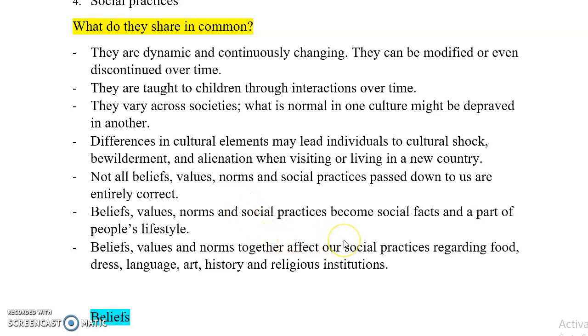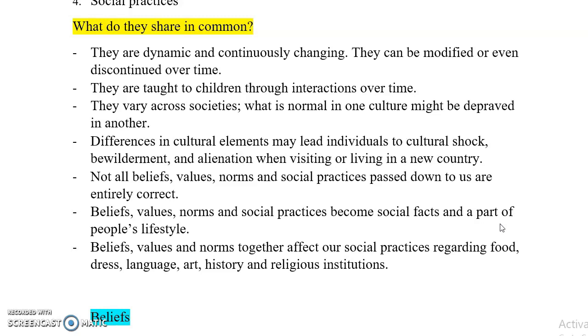The next point is that beliefs, values, norms, and social practices become social facts and a part of people's lifestyle. And this is so correct, and this is a fact, actually. All values and norms, all social practices that we have, all beliefs that we have in our mind and in our heart will be a part of our lifestyle.